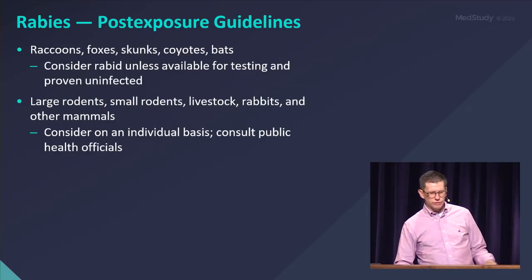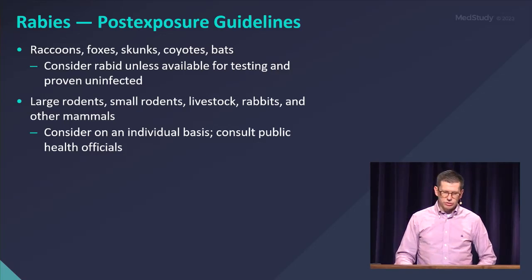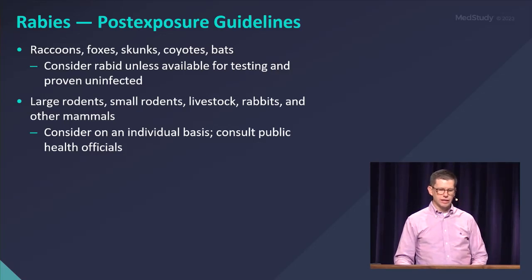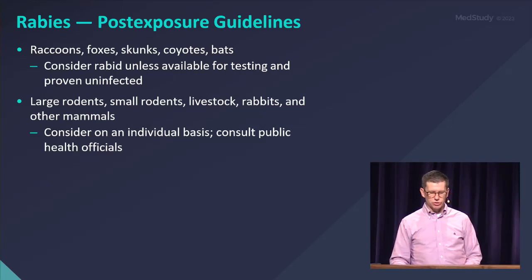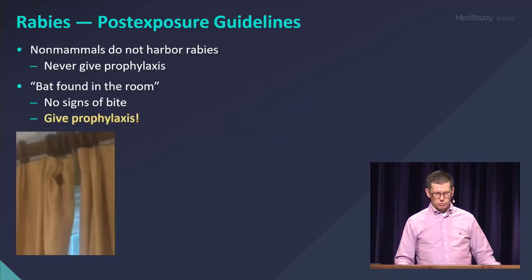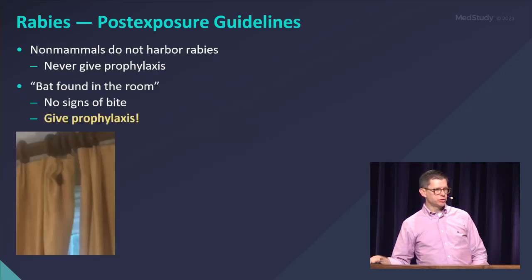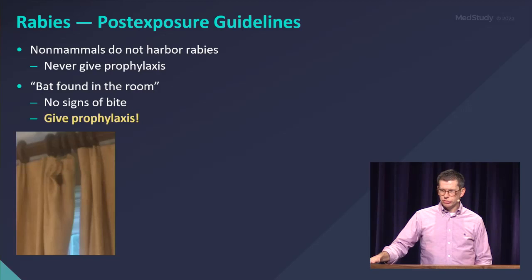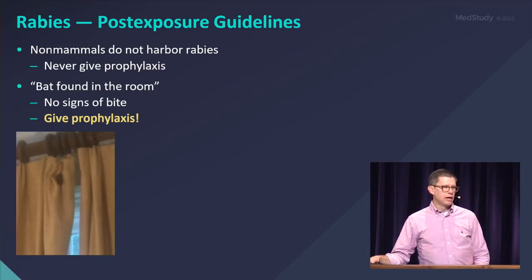For raccoons, foxes, skunks, coyotes, and bats, you consider them rabid until you're able to test. For large rodents, small rodents, livestock, rabbits, and other mammals, this is when you would contact your public health department. One thing to remember is that non-mammals do not harbor rabies, so you don't need to worry about exposure from them. If the boards tell you that they found a bat in the room and you didn't have your eyes on the bat the entire time it was in the room, then you need to give post-exposure prophylaxis to individuals.